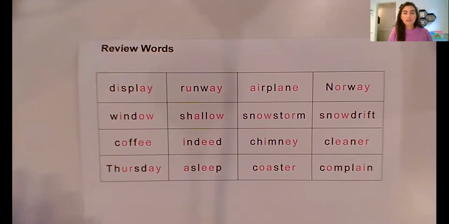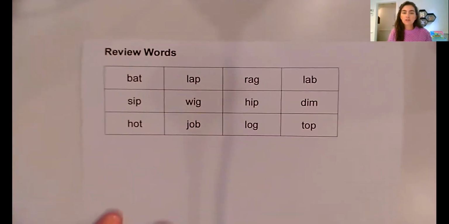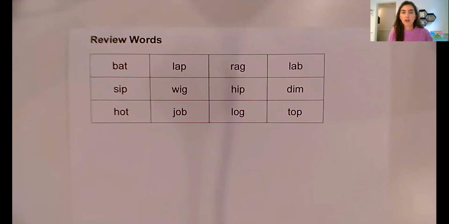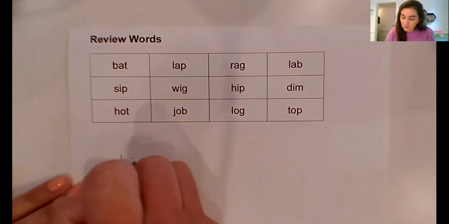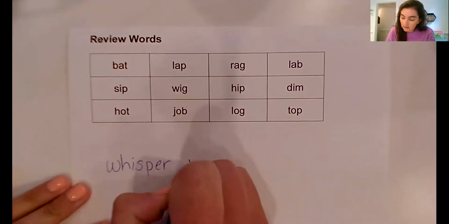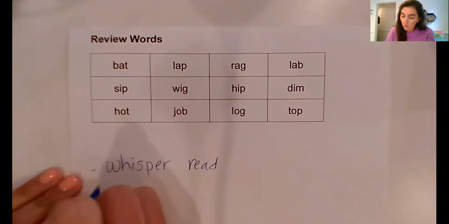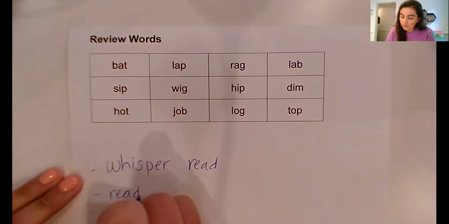So let's go through these, and I'm going to show you what I would ask the student to do. So the general script for review words, or the general routine, is that you ask the child to do some sort of previewing or preparing. So previewing or preparing, that might mean you might ask them to whisper read, or you could say read to yourself.